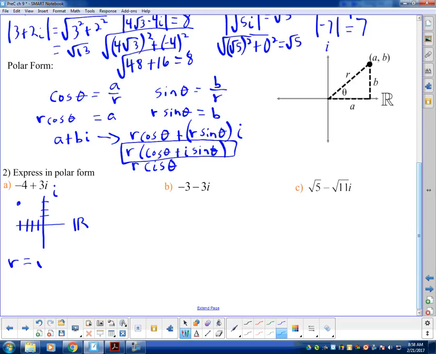But we're just trying to find r. We just want to find r, and then we're going to plug it into that form. Yeah, it's a squared plus b squared, and a in this case is -4.